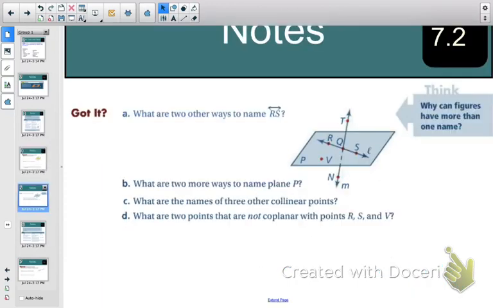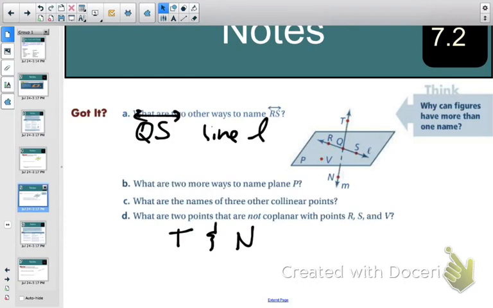Okay, so go ahead and try this, and I will do it as well. You can pause this in 3, 2, 1, pause. Okay, so I think we actually just did this, except for D. D is different. It says which 2 points are not coplanar with points R, S, and V. So T and N are not coplanar because they don't fall on plane P here. Q does, so you can't say Q because Q is on plane P as well.